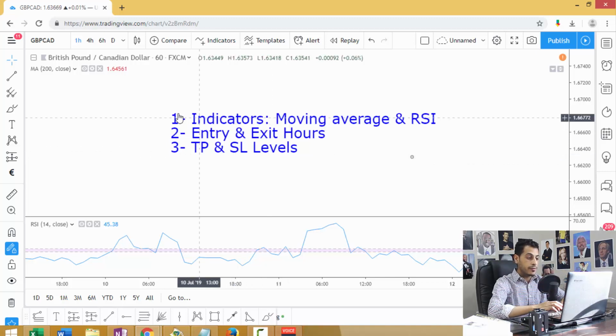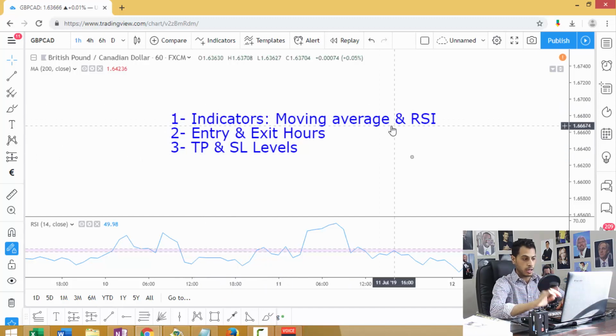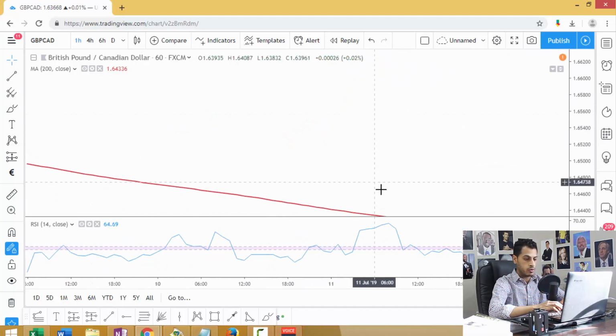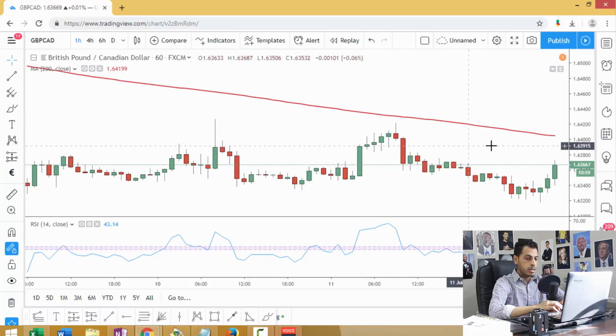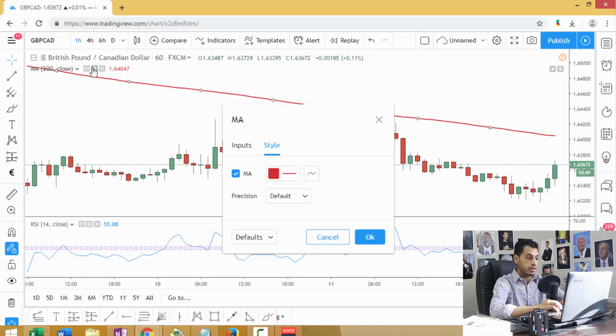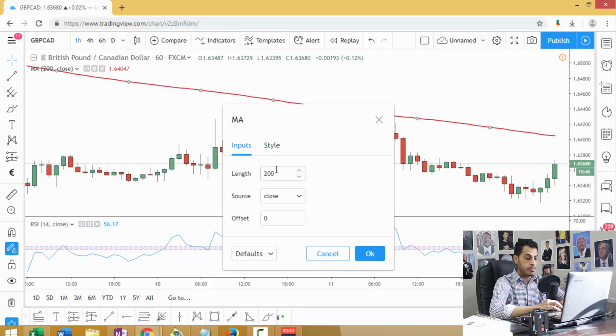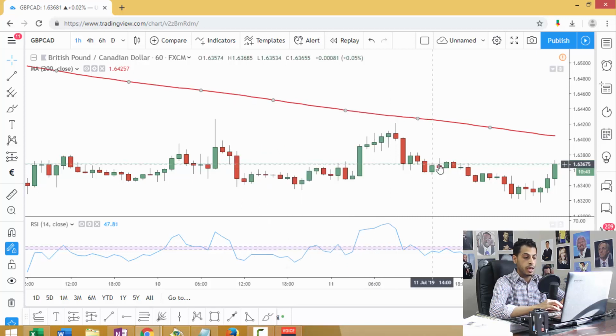So the first component will be the indicators, the moving average and the RSI. Let's go over them right now. The moving average that we are going to use is the simple moving average type, and the period of it will be 200. I already added it right here. It's a simple moving average, and the period is 200. It is this red line right here.